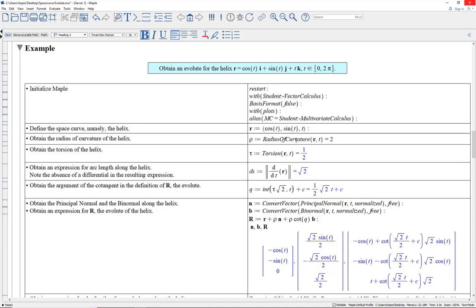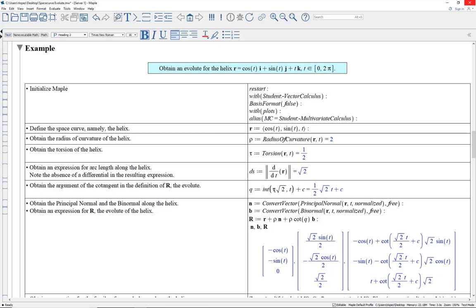Its radius of curvature, and I'm using Maple to do the computations. Radius of curvature is 2. The torsion is 1/2. And the arc length element, which is the length of r prime, dr dt, because I'm not differentiating with respect to arc length here. So it's a square root of 2.